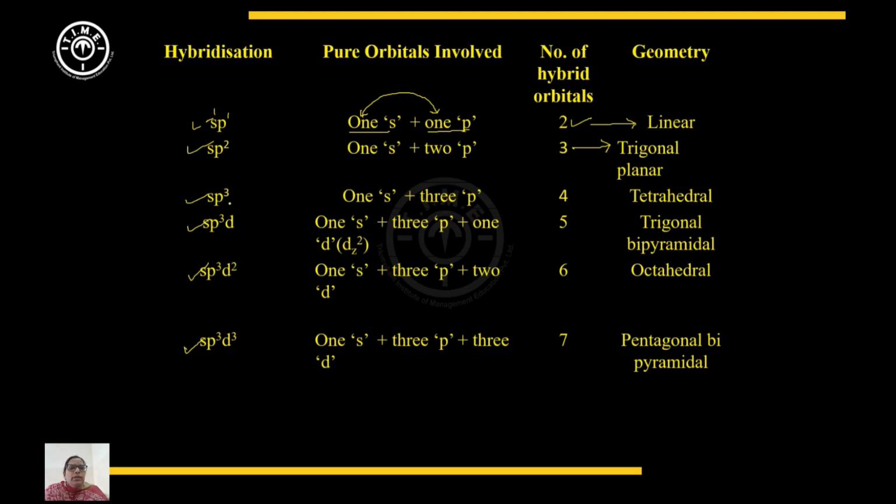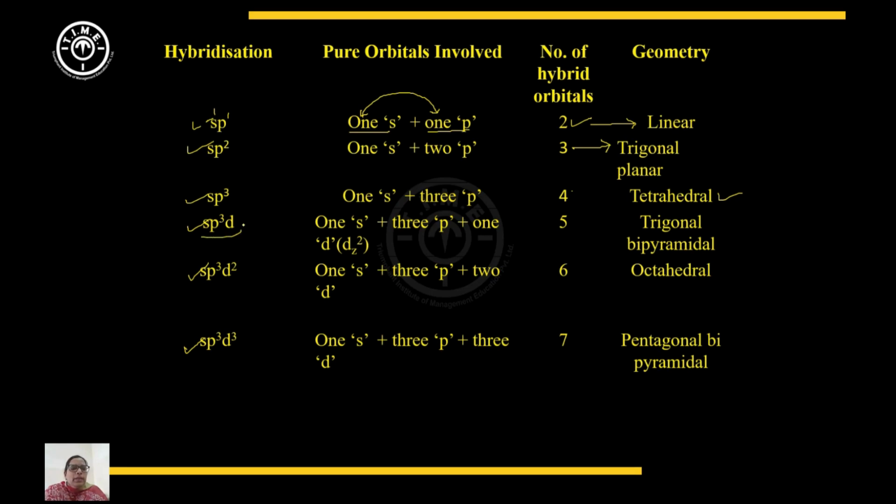Similarly, in the case of sp3, it is an intermixing of one s orbital with 3 p orbitals, and it forms 4 hybrid orbitals, and the geometry is tetrahedral. These hybrid orbitals orient towards the 4 corners of a regular tetrahedron, so sp3 forms the tetrahedral geometry.